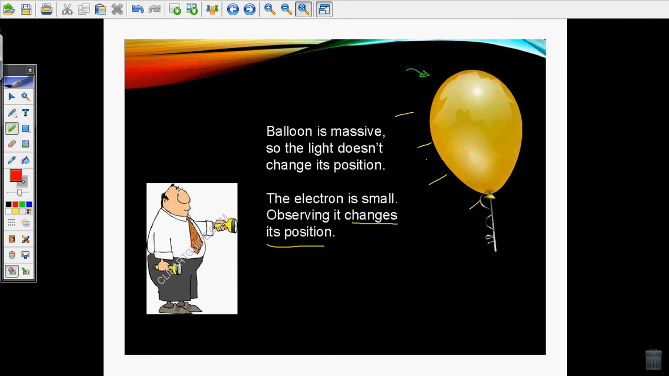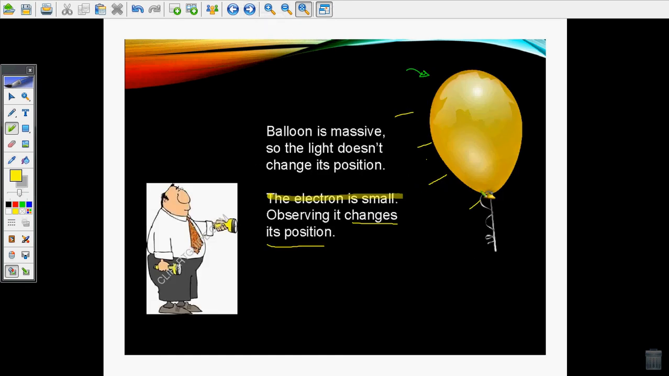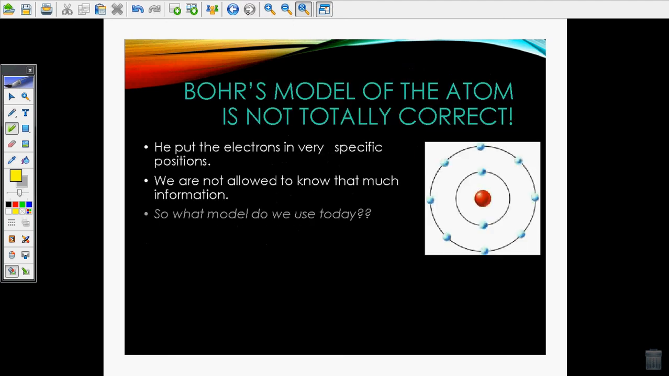Why is that the case? Well, it's because the electron is so small that it doesn't have any mass, essentially. It's so negligible. Observing its position actually changes its position. So because of that reason, we are not allowed to know where it is in the atom, going back to Heisenberg's uncertainty principle. Because electrons are so small, observing them actually changes their location. In the world, like when we have a balloon or a car, observing it doesn't move it because it has mass. But the electron is not like this balloon. The electron doesn't really have any mass, so observing it is going to change its location.